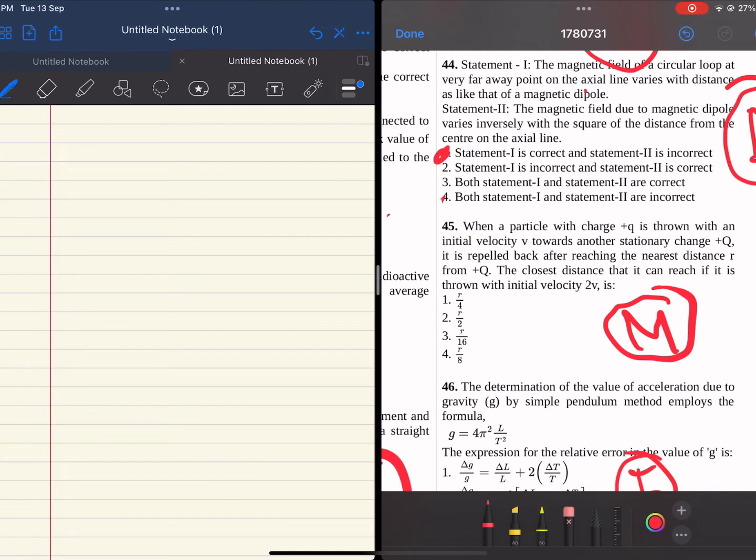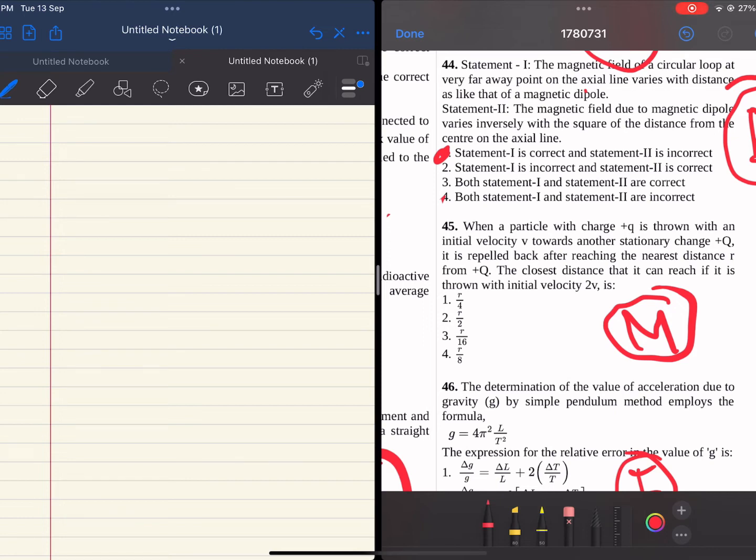Now let us apply the principle of energy conservation. Why? Because electrostatic force is a conservative force, therefore we can apply energy conservation principles here. And the work done by a conservative force can be taken as the drop in potential energy.